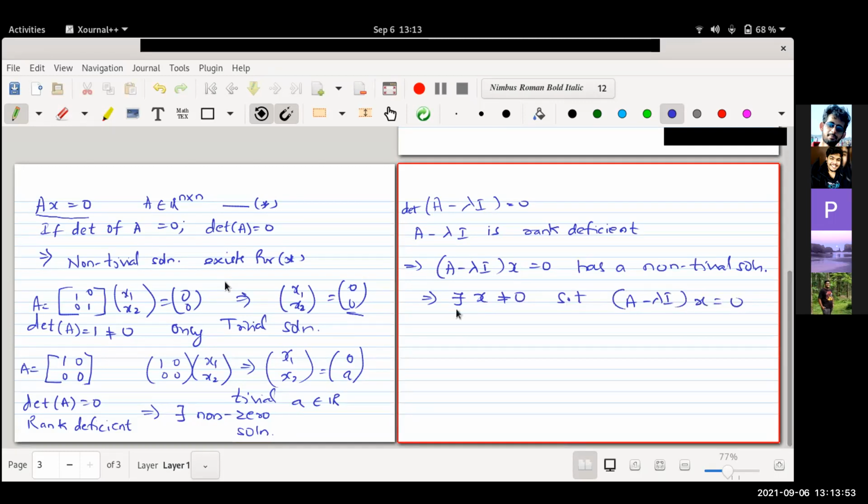This is your Rn, okay? So this implies Ax equals lambda times x. That is how your eigenvector comes out. This x is called this non-trivial solution. There may be many, okay? I'm just writing this non-trivial solution is called an eigenvector.